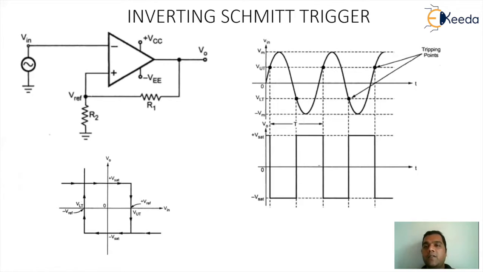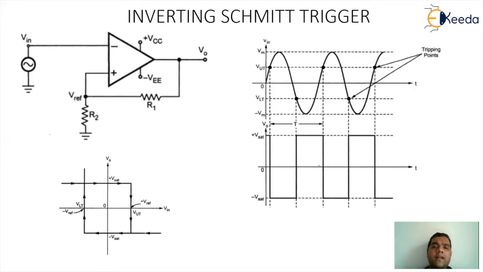If you can see the waveform clearly, you can see the input swing which is sinusoidal, and the threshold points mentioned clearly as upper threshold and lower threshold. They are also called the tripping points, because after the input crosses that point, the output is either going to go from plus Vsat to minus Vsat or minus Vsat to plus Vsat.